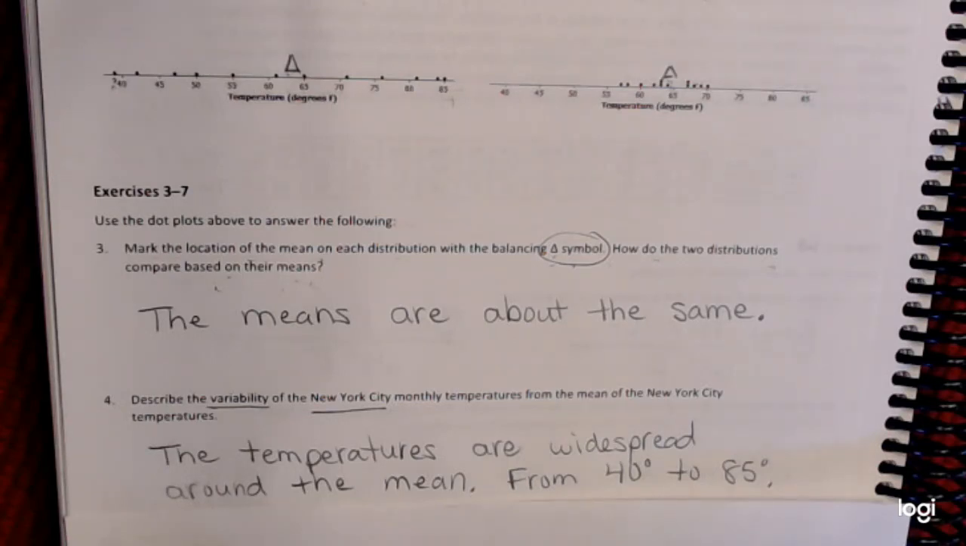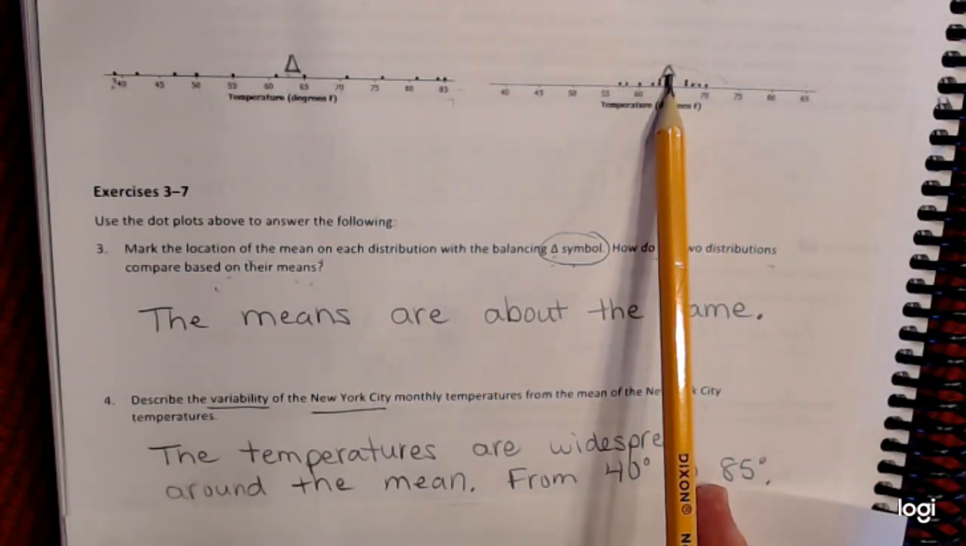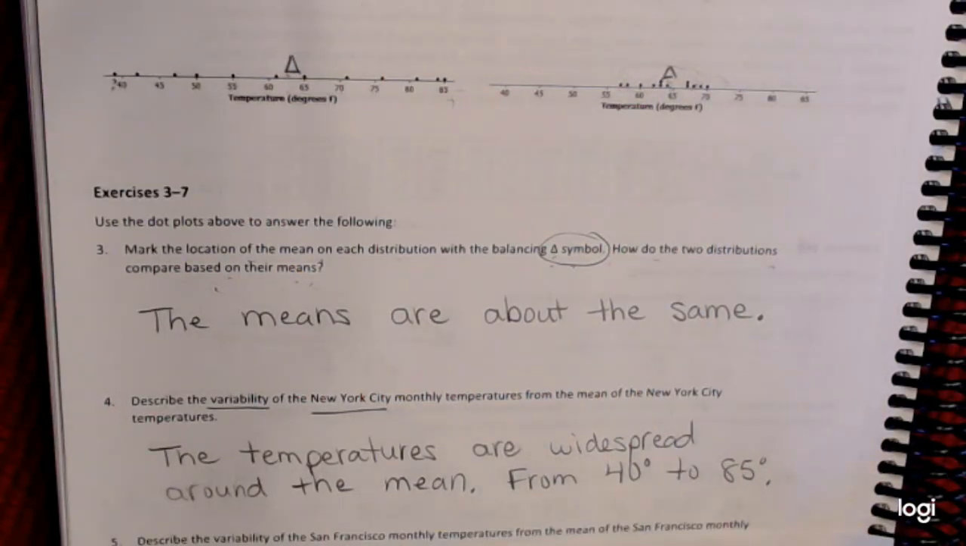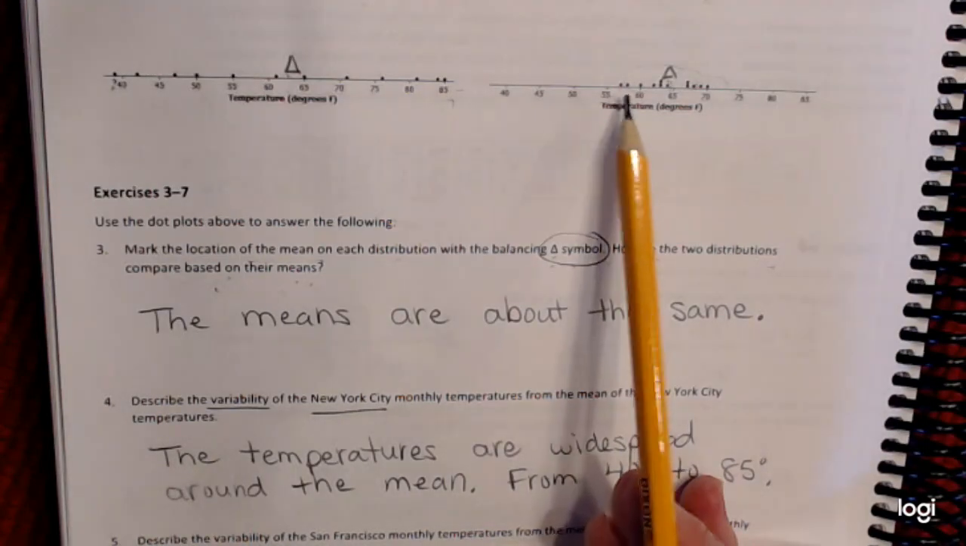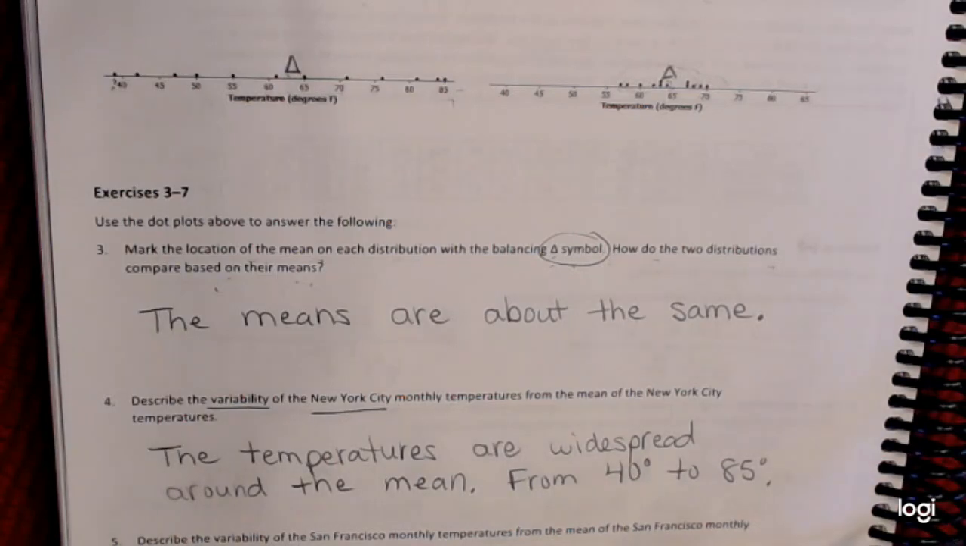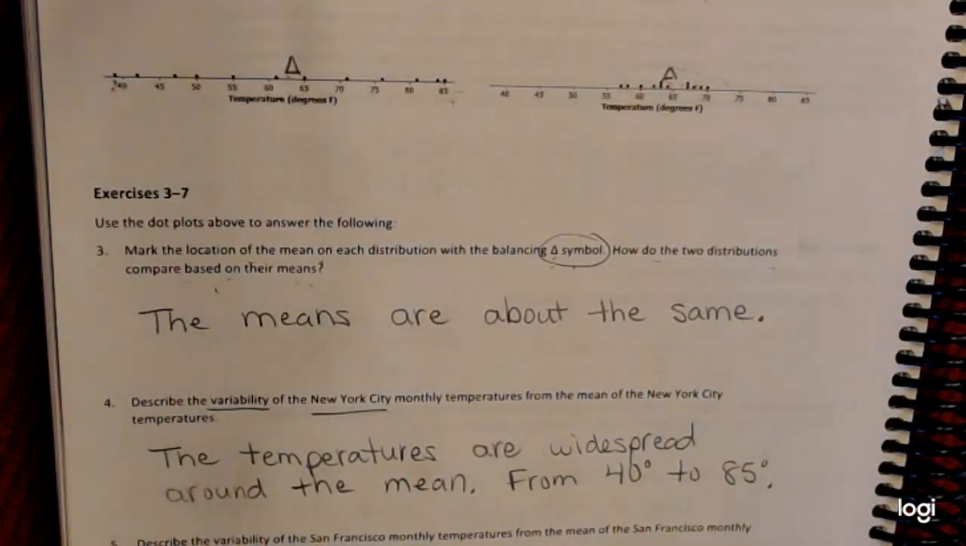Now, when I look at the variability of San Francisco, the dots are not quite as spread out. They're pretty close here to this mean. And sometimes we use the word compact, meaning they're all close together. So on number 5, when it asked me to describe the variability of the data for San Francisco, I said that the temperatures are compact around the mean from 57 to 70 degrees.